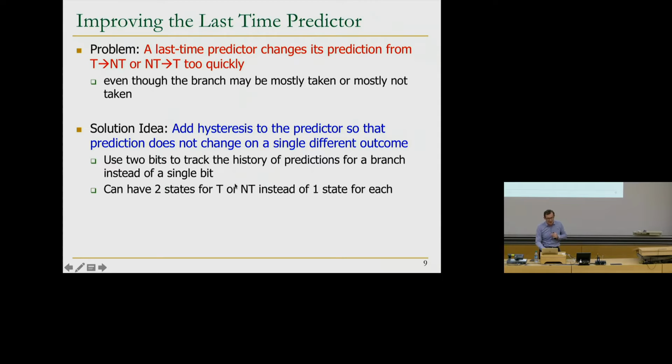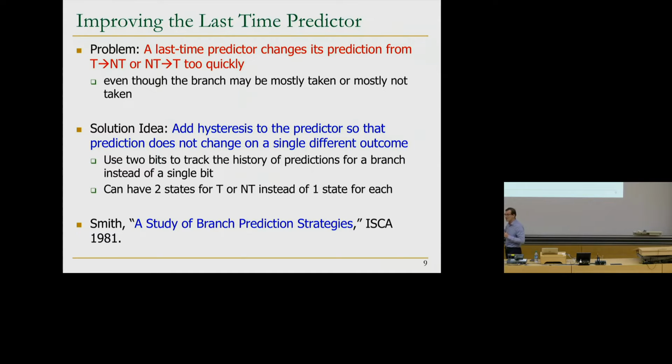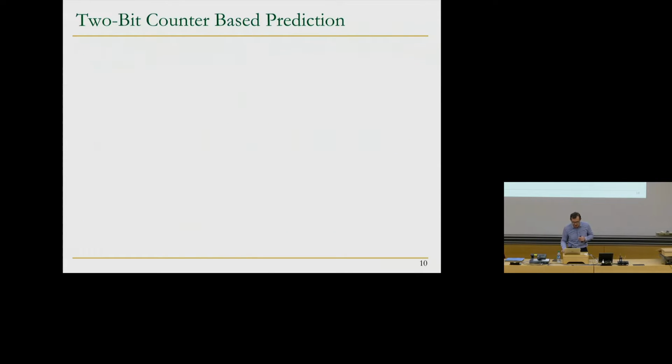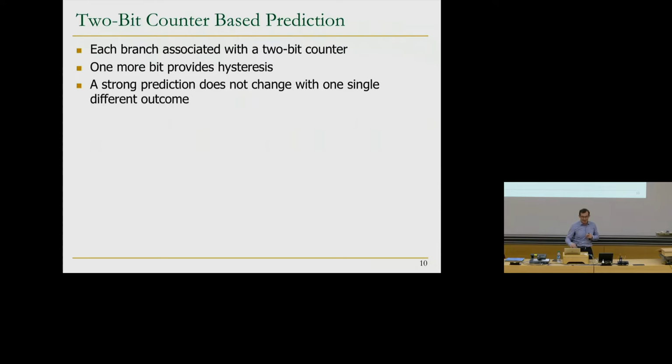Now you can actually have 2 states for taken and 2 states for not taken instead of 1 state for each. This was introduced in the seminal paper written by Jim Smith in 1981, and it became the state of the art very quickly in modern machines. So basically, what does it mean? Each branch is now associated with a 2-bit counter as opposed to a single-bit counter. One more bit provides hysteresis. A strong prediction does not change with a single different outcome. You have to wait for 2 different outcomes.